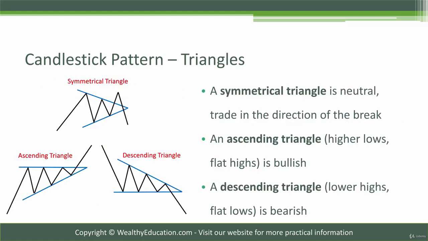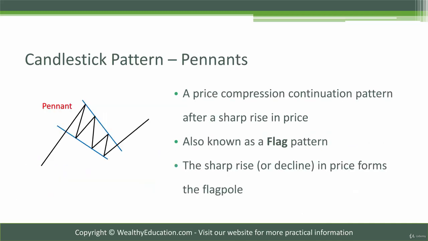A triangle pattern can be either bullish or bearish. A symmetrical triangle is neutral in that the direction of the break is not determined until the stock moves in the particular direction out of the triangle in which the trader would want to trade. An ascending triangle is bullish. It has higher lows and flat highs. A descending triangle has lower highs and flat lows and is bearish. And in each of the triangle patterns, we're looking for a break out of the triangle to give us the direction to trade. Finally, a pennant is a price compression continuation pattern following a sharp rise in price.